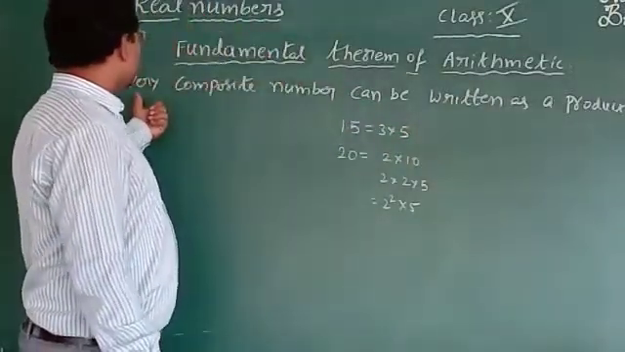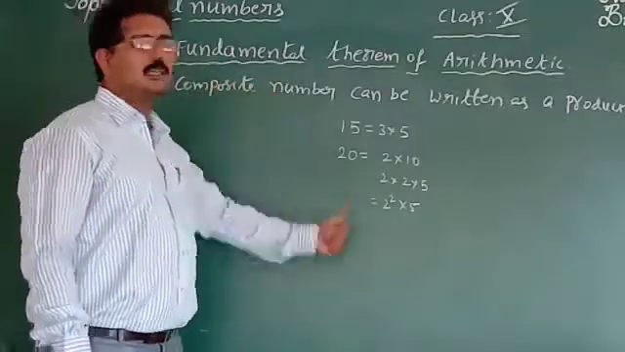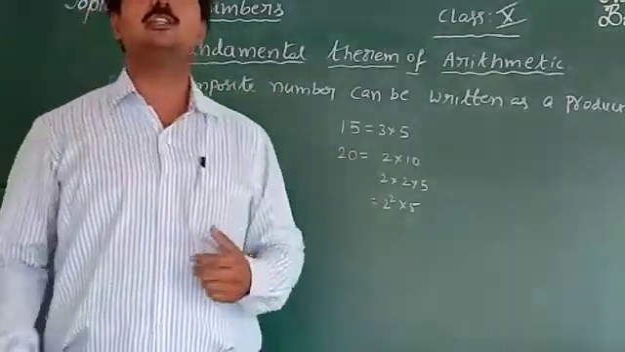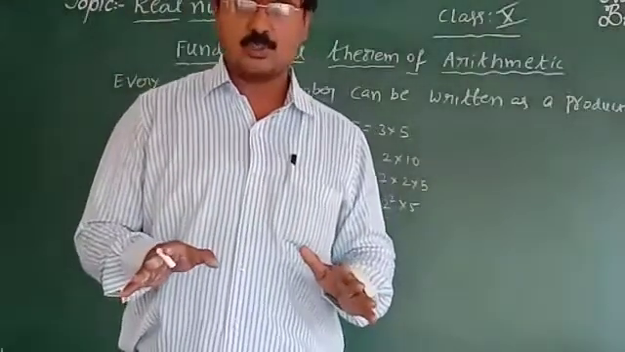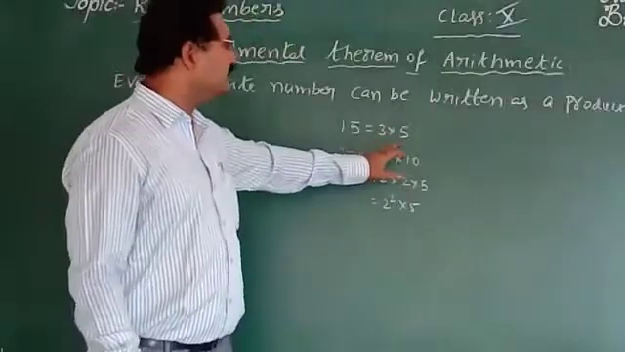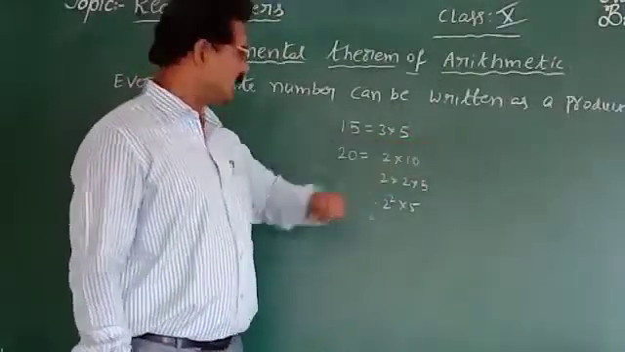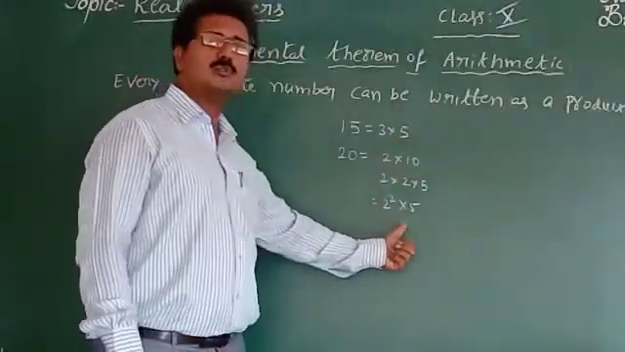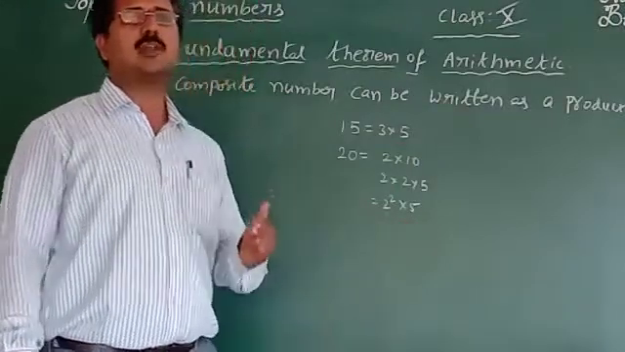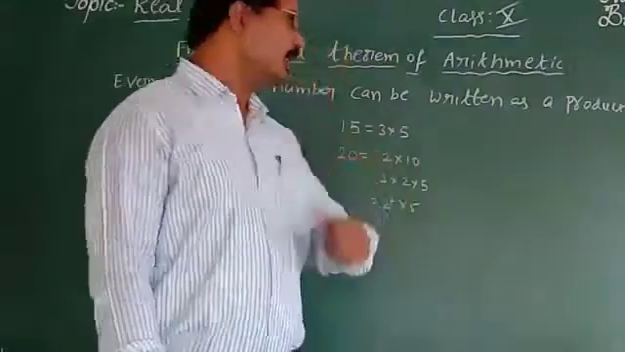means every composite number can be written as a product of primes. That too, this prime factorization is unique. Prime factorization is unique means other than 3 into 5, it is not possible to write 15 in any other way. Here 20 can be written as 2 square into 5; other than this it is not possible to write. So that's why this prime factorization is unique.